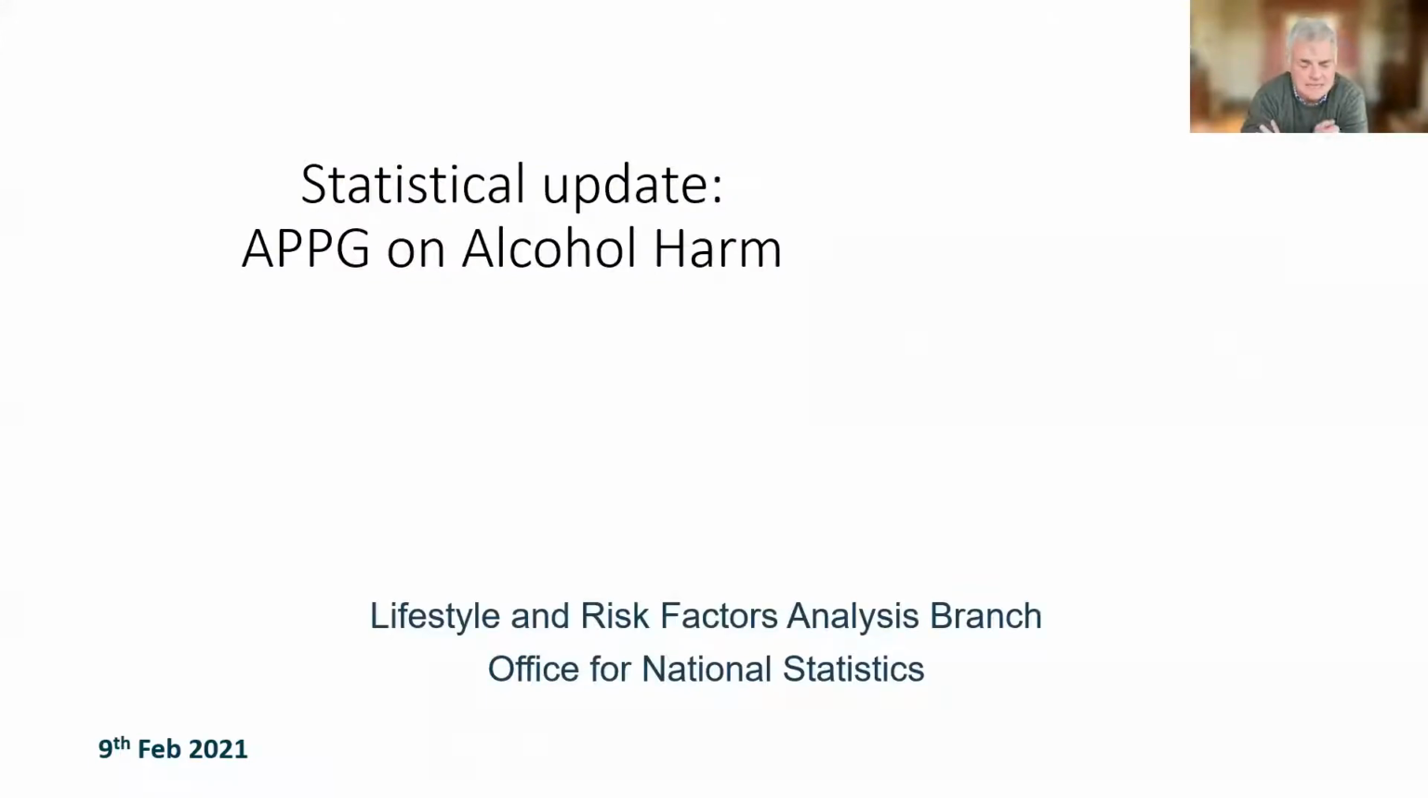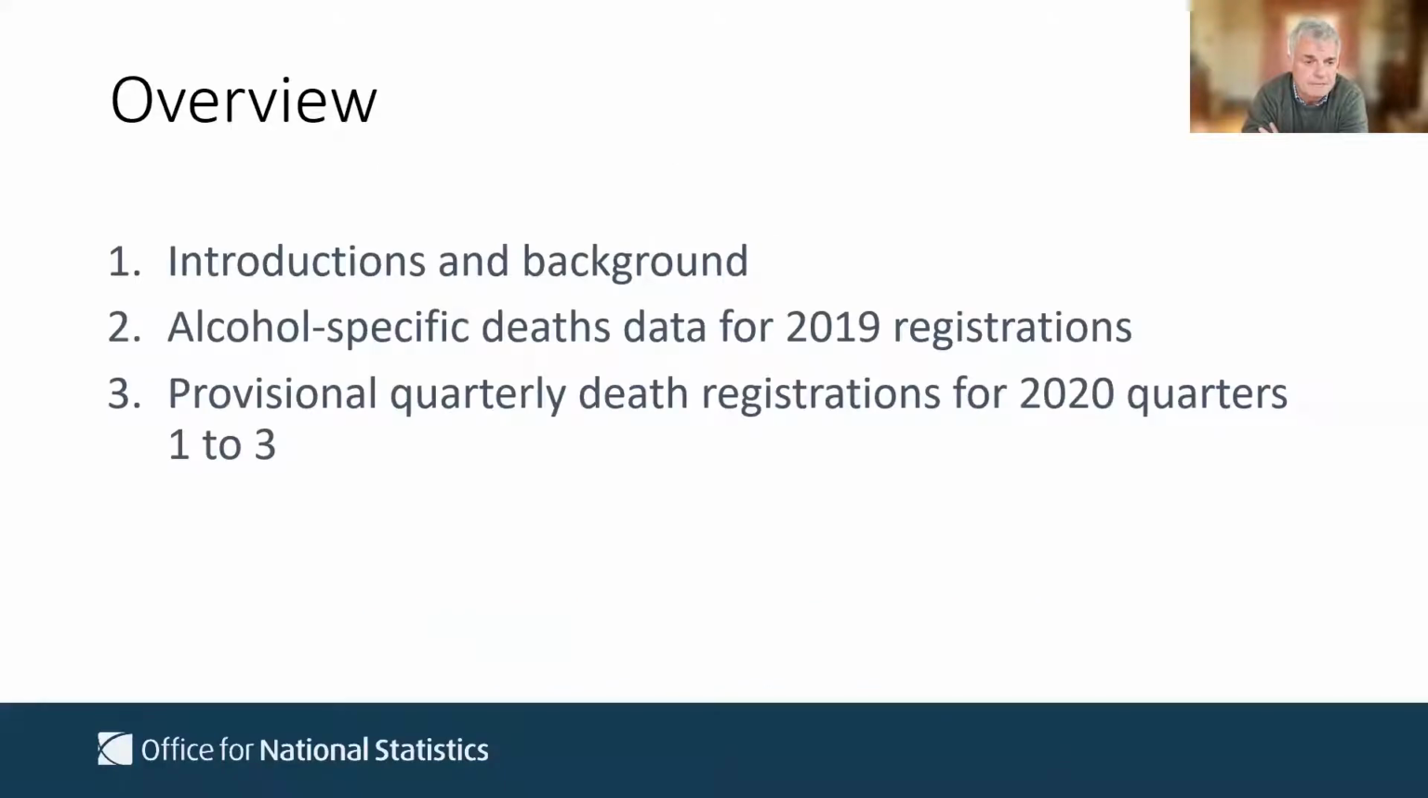So basically, I'm just going to start with a statistical update. We're going to be using some figures from the Office of National Statistics, which we've been given permission to use for this webinar. And these were presented at first to the all-party parliamentary group on alcohol harm. Next slide, please. So what we're basically looking at with this slide set is the alcohol-specific deaths data for 2019, and then there's some provisional data for the first 3 quarters of 2020. Next slide.